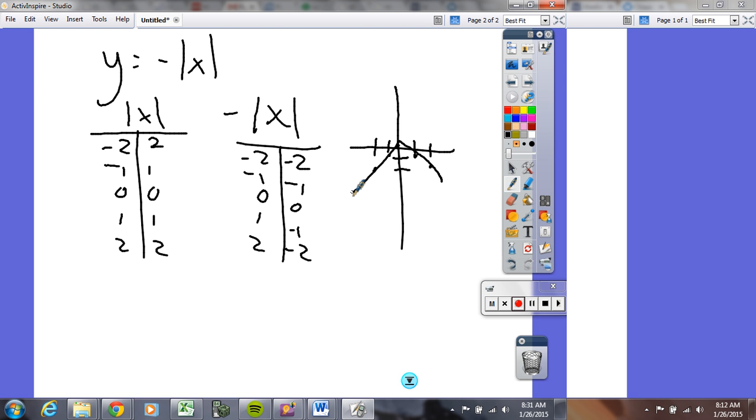What is our domain? Negative infinity to infinity, because I'm still going on forever, right? What is our range? This one's a little bit trickier. Negative infinity to 0, because we always go least to greatest. Who's a smaller number, negative infinity or 0? Right? We always go least to greatest. It is a bracket on 0 because we are touching.